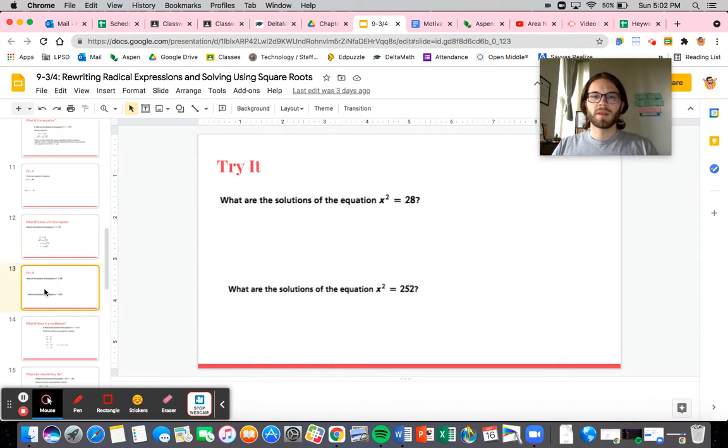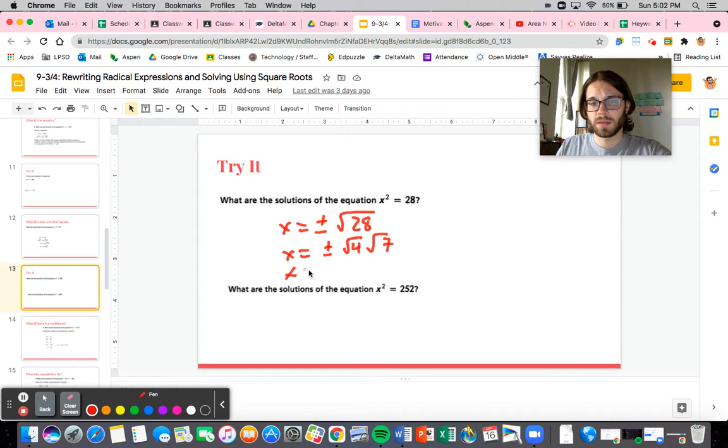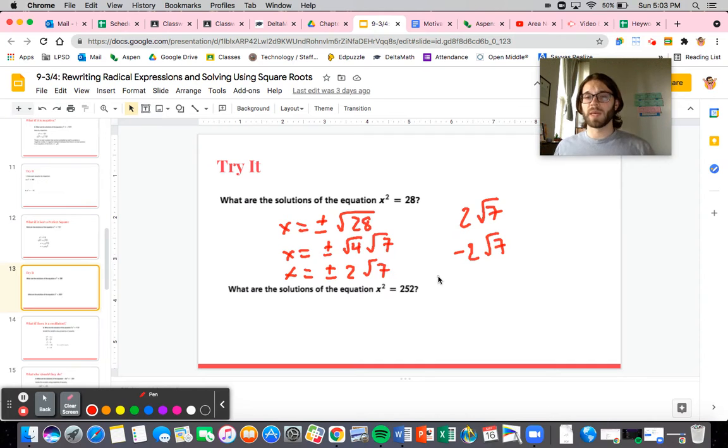All right. So for example, here, I have x is equal to plus or minus, don't forget both positive and negative, the square root of 28. Well, what's 28? That would be the square root of 4 times the square root of 7. So you get 2 root 7. So you have two answers: positive 2 square root of 7 and negative 2 square root of 7. These are your two solutions. If you graphed it, this is where they would be.